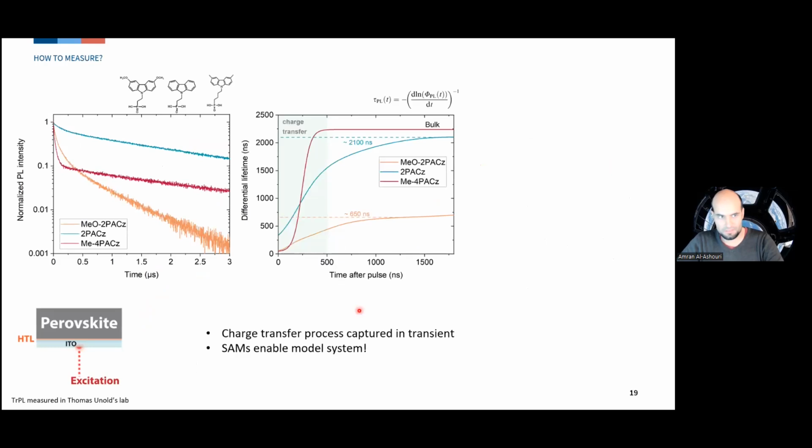So let's exploit this, right? Let's use different monolayers. We measured that the perovskite quality remains the same, crystalline, and well, you change the energetics a bit, but you don't change the chemistry. So what you get then are these TRPL transients.